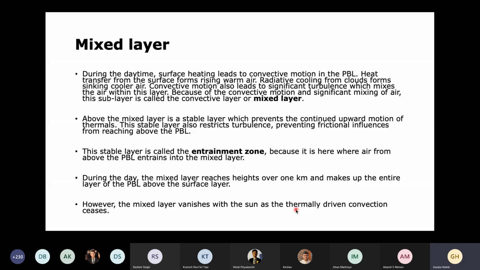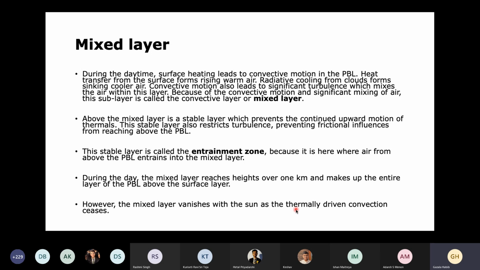So see, I'm not going through this mixed layer and all. These are the definitions, and whatever I have explained till now, you will easily grasp when you read this particular slide. This planetary boundary layer has been divided into different layers: mixed layer, surface layer, etc. This is just for your knowledge. You should have the knowledge of this.